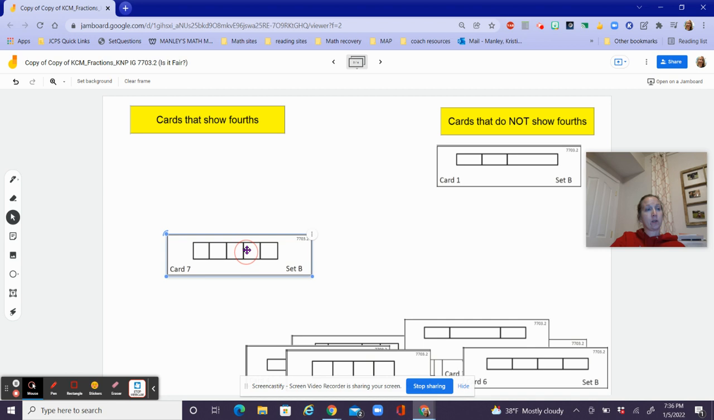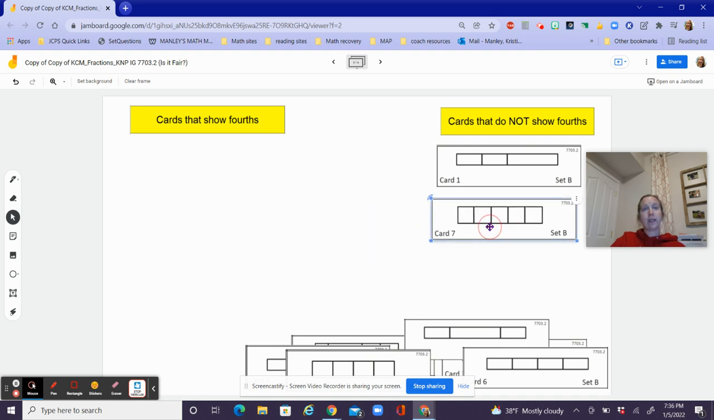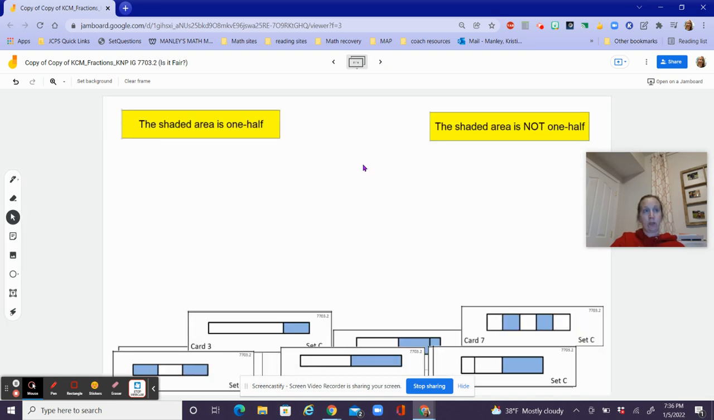Okay, so let me pick out this one. Does this have four pieces? Again, it does not. So that would go over here. And so you would continue to sort all of your cards. And then you go to the next one.